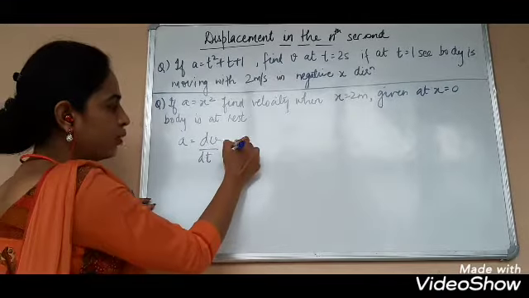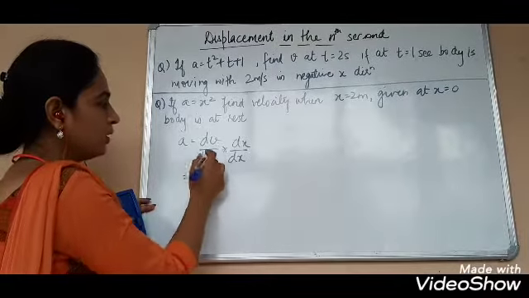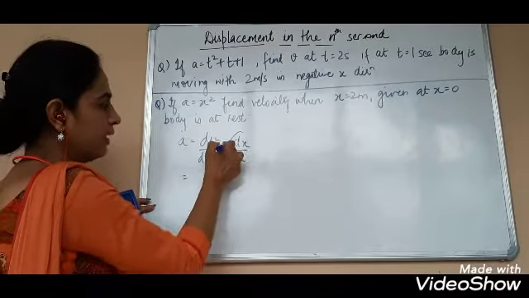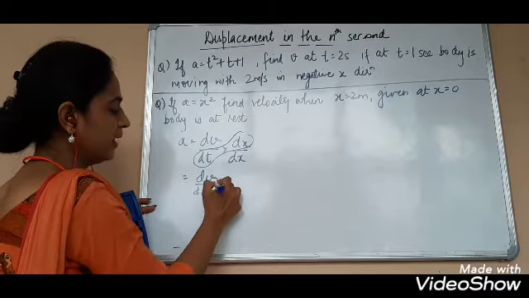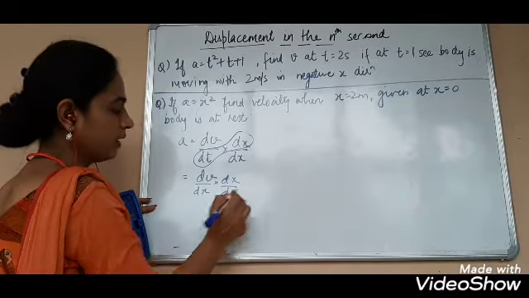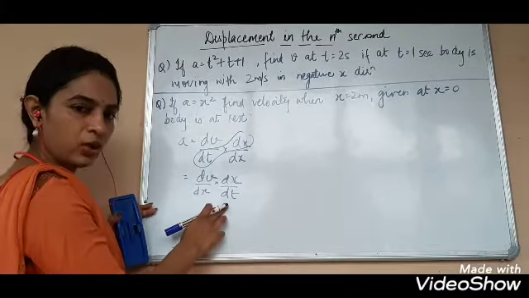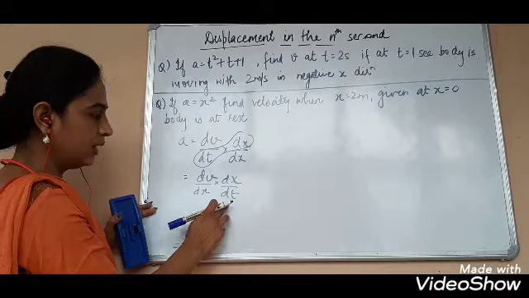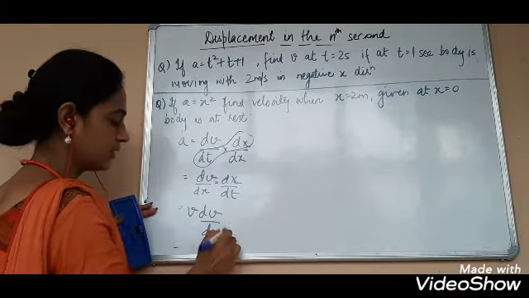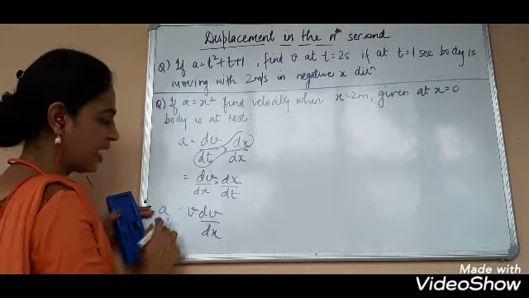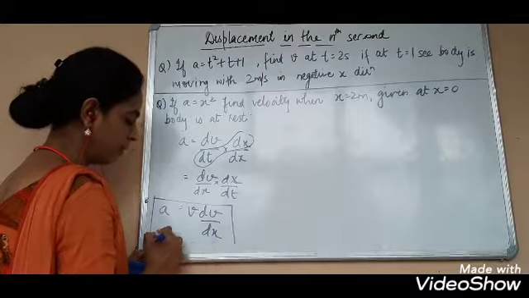Multiply and divide both sides by dx. Now you can club dx by dt and write dv by dx into dx by dt. Now what is dx by dt? You know dx by dt is velocity. v is equal to dx by dt. So substituting this, it is v dv by dx. So v dv by dx is acceleration. This is also one more formula for acceleration which you have to remember.